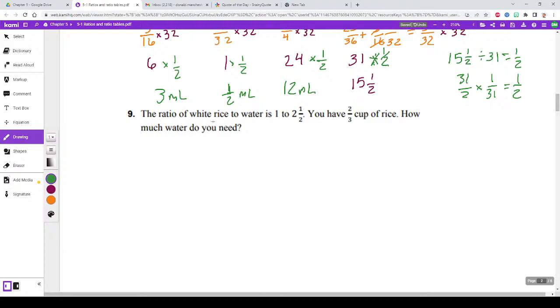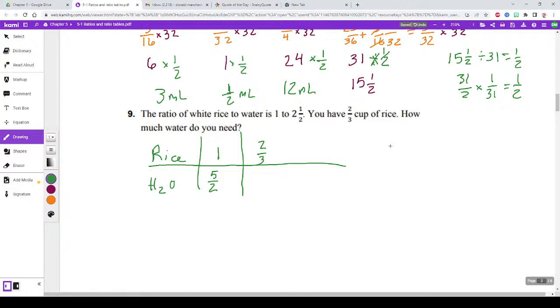So next one: the ratio of white rice to water is 1 to 2.5. You have 2/3 cup of rice. How much water do you need? Okay, so we're going to go rice to water. So rice to water, we go 1 to 2.5. 2.5, though, I'm going to write as 5/2 because I think it's simpler. We have 2/3 of a cup of rice. We want to know how much water we need.